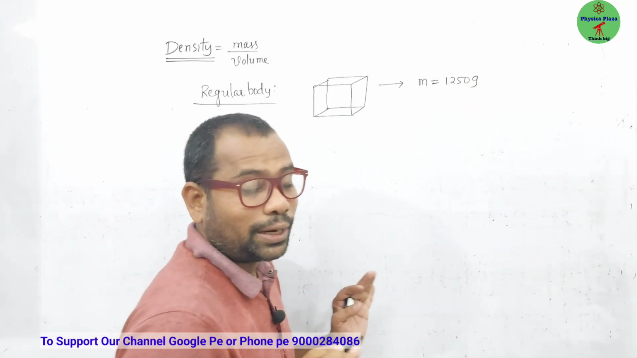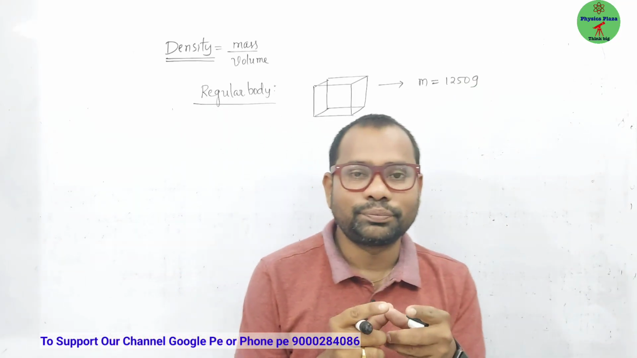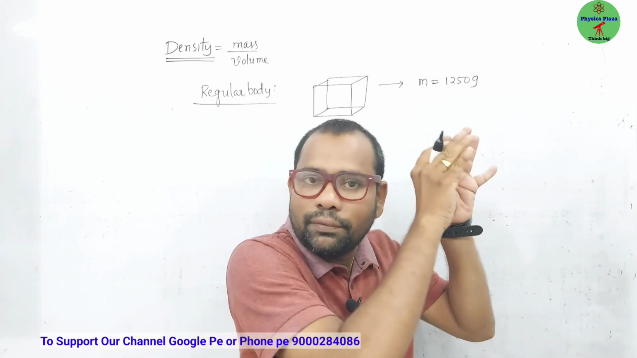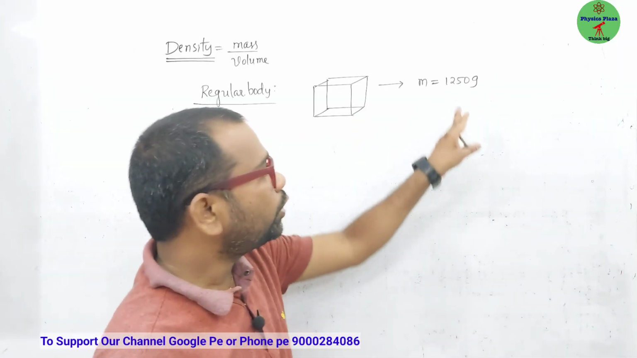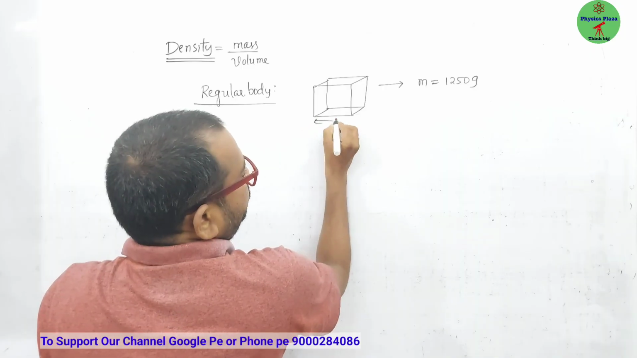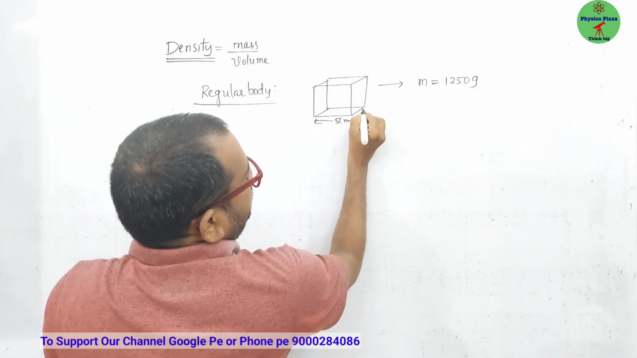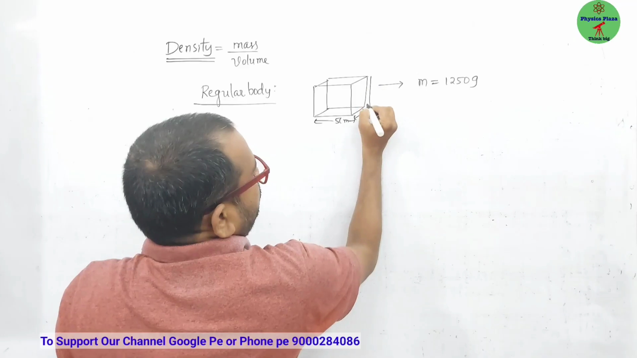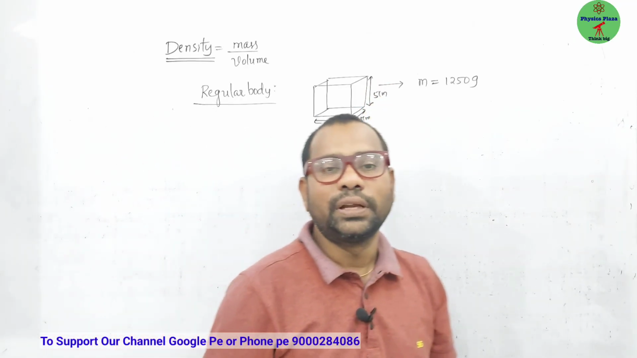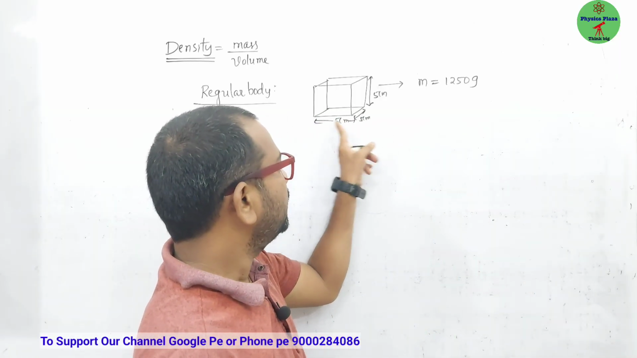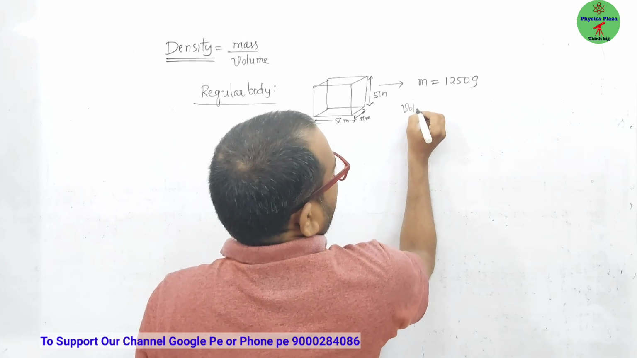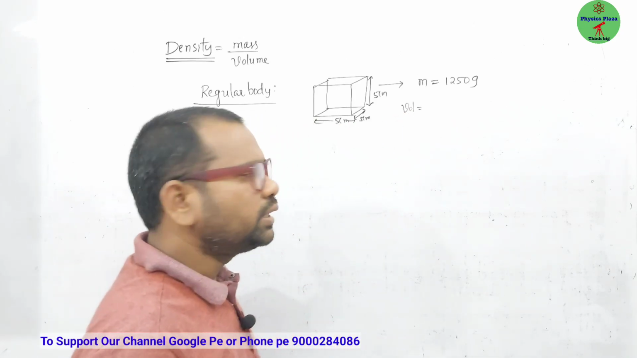So we have taken one block, a cube, and we measure its mass with the help of an electronic balance. We got 1250 grams. Now let us say this cube has a side of 5 centimeter. If it is not a cube, if it is a cuboid, you can use a scale to measure length, breadth and height. Why? To calculate its volume. If you want to calculate volume, these 3 sides we must measure.